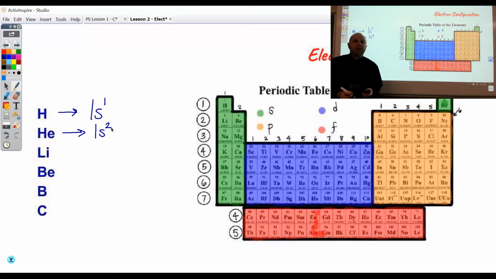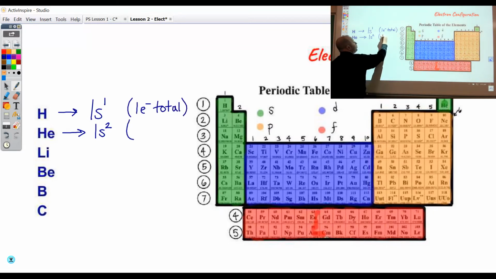One thing that I want to point out is that the superscripts should match the number of electrons that an atom has. So hydrogen has 1 electron because it has 1 proton, so it has 1 electron here. So 1 electron total. Helium has 2 electrons total.